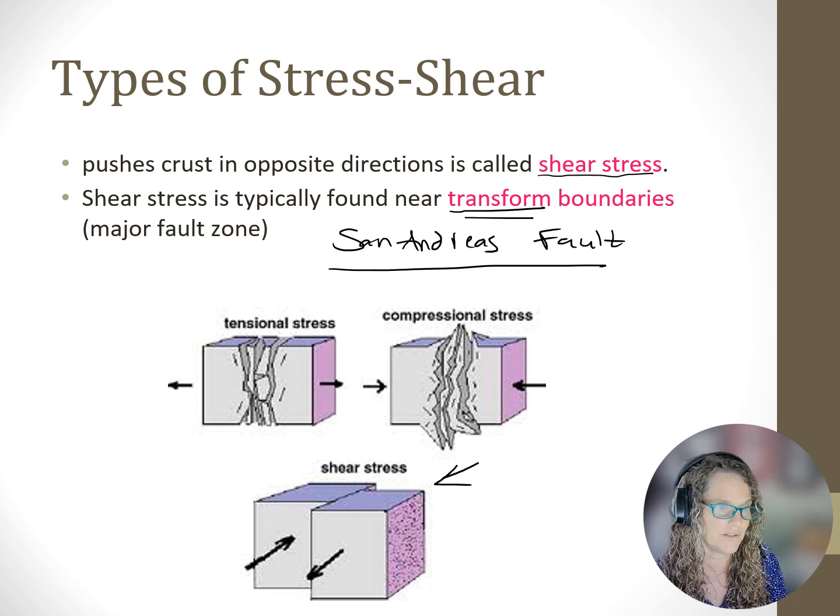So you can see here, tensional stress causes these cracks like in Afar. Compressional stress makes volcanoes, also like in Afar or other places in mountains, and then the shear stress just scrapes tectonics past each other without making high places or low places.